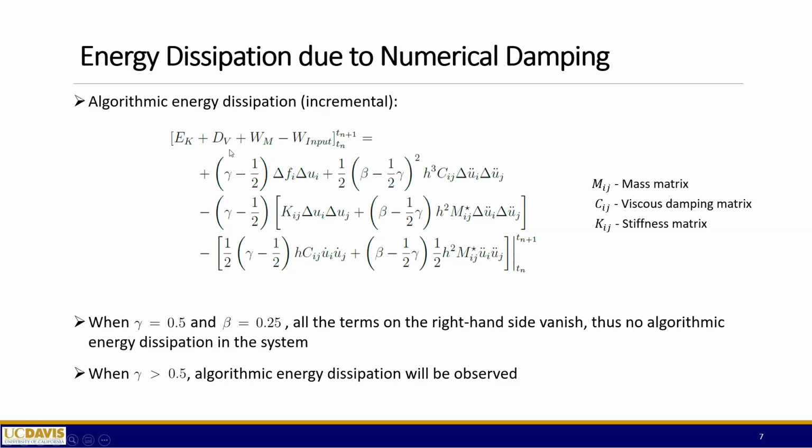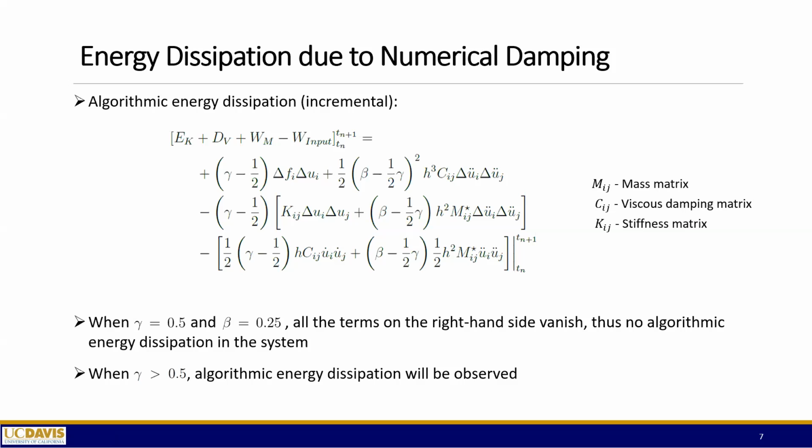We can see that all the physical energy terms are on one side of the equation, and all the so-called algorithmic energy dissipation terms are on the other side. So theoretically, we can use this equation to calculate the amount of numerical energy dissipation for any given time step. So as we can see, using this equation, when gamma equals 0.5 and beta equals 0.25, all the terms on the right-hand side will vanish. So there should not be any algorithmic energy dissipation in the system.